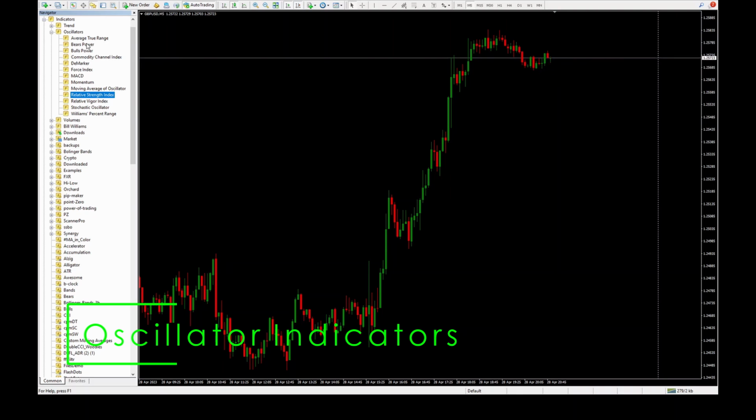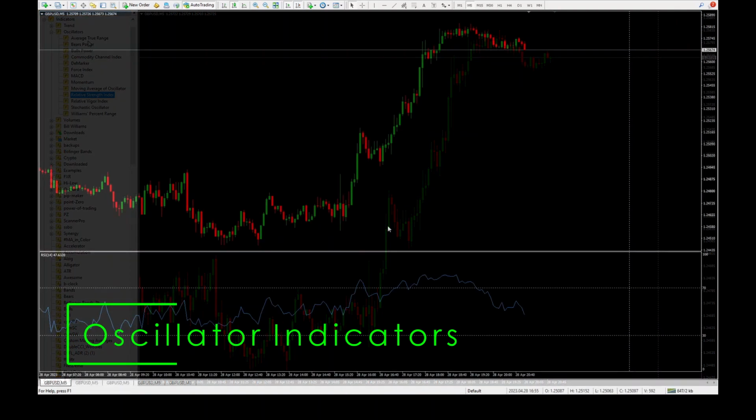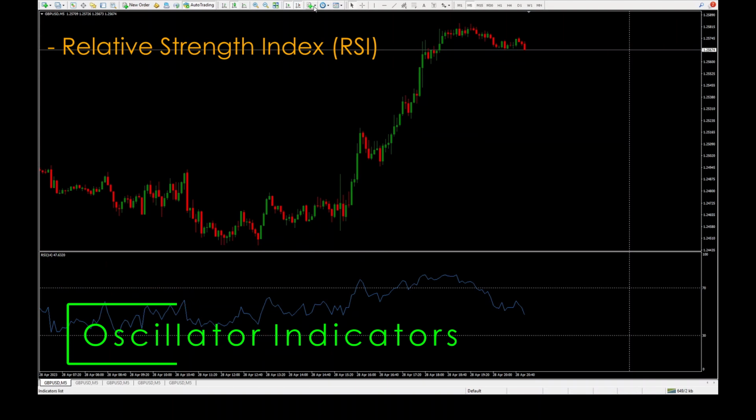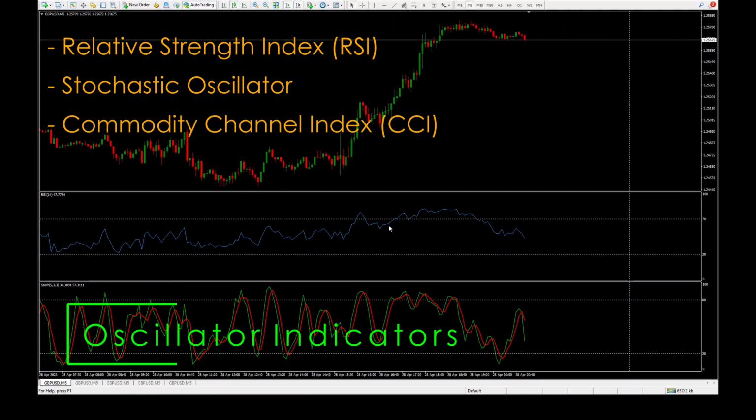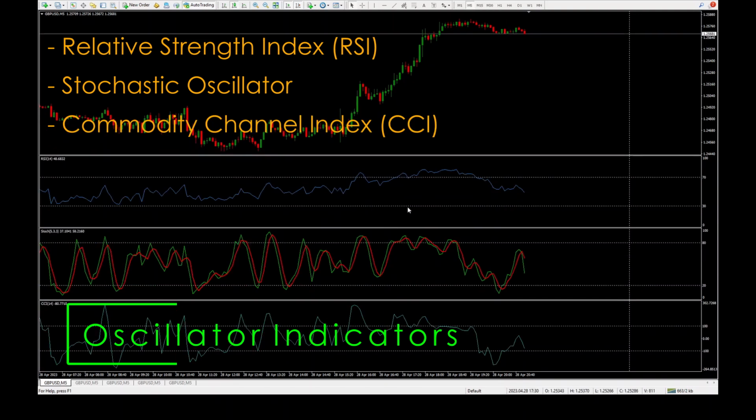Some popular examples of oscillator indicators include the Relative Strength Index, RSI, Stochastic Oscillator, and Commodity Channel Index, CCI. The RSI measures the strength of a security's price action relative to its own past performance, and typically has a range of 0 to 100.